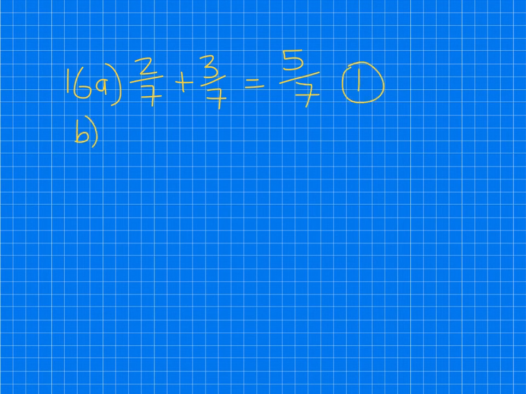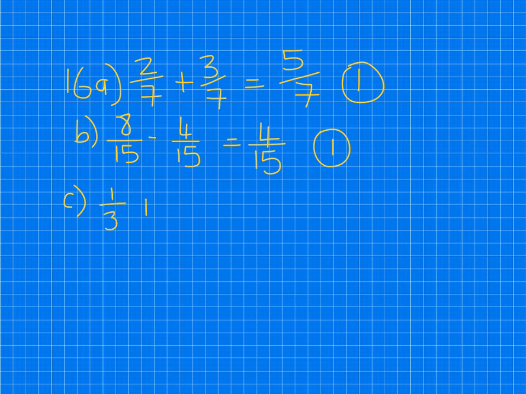Question 16. Part A, 2/7 add 3/7. If the denominators are the same, we simply add the numerators. 2 add 3 is 5, and they're still 7ths. 1 mark. Part B, 8/15 minus 4/15. Again, the denominators are the same, so we subtract the numerators, which gives us 4/15. 1 mark.